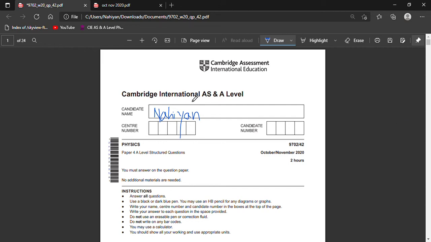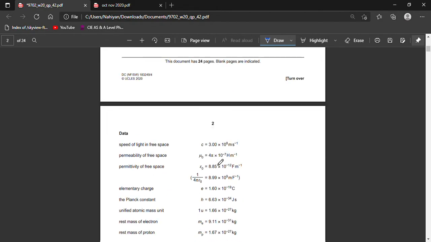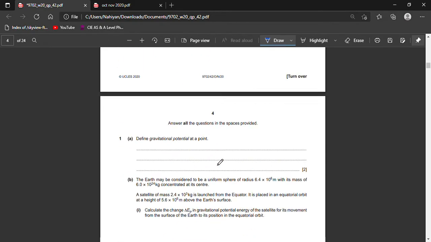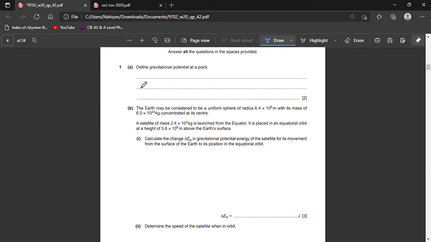So today we are going to solve this paper, October-November 2020, paper 4. So the first question is define gravitational potential at a point.